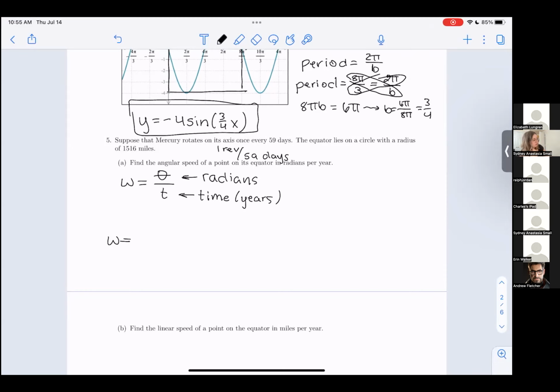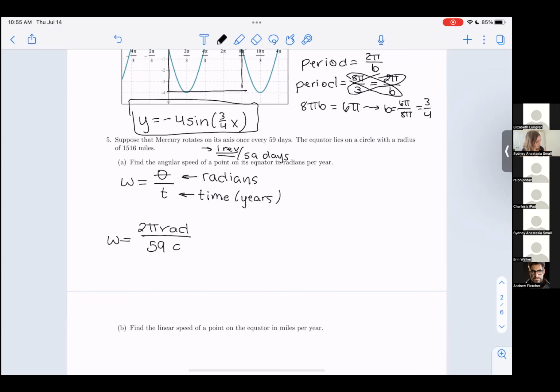However, we don't want things in revolutions. We want things in radians. And if you recall, because there are 2 pi radians in a full circle, one revolution is just equivalent to 2 pi radians. So we can replace this value here, one revolution, with 2 pi radians. So omega is equal to 2 pi radians, i.e. one full revolution every 59 days.